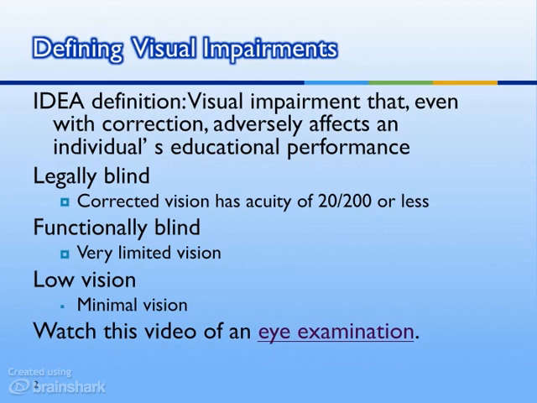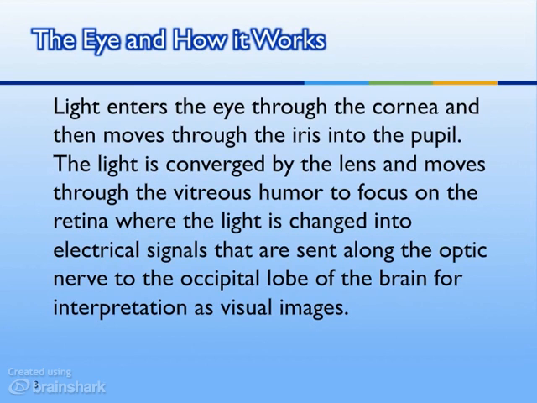There's legally blind, which is a visual acuity of 20/200 or less, functionally blind, limited vision, and low vision, which is minimal vision. And then there'll be a video that you can watch that explains this whole idea of 20/20, 20/200, that'll be put on Canvas for you. So I'll let you read this just to understand kind of how the eye works, because I think that helps understand some of the vision problems that we'll be looking at throughout the PowerPoint.